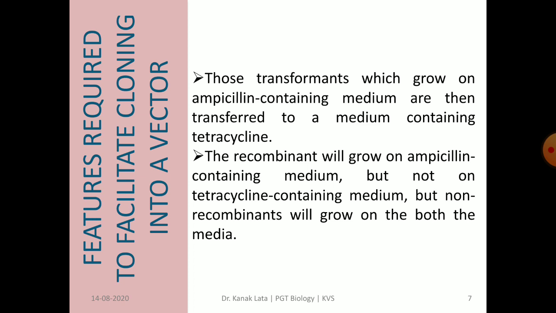Meaning thereby that the transformants which grow on ampicillin containing medium are then transferred to a medium containing tetracycline. Here the recombinant will grow on ampicillin containing medium, but not on tetracycline containing medium. But non-recombinant will grow on both media. Why? Because they have both the selectable markers, ampicillin resistance gene and tetracycline resistance gene.